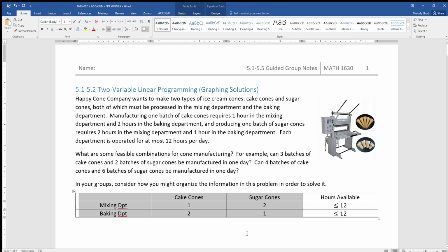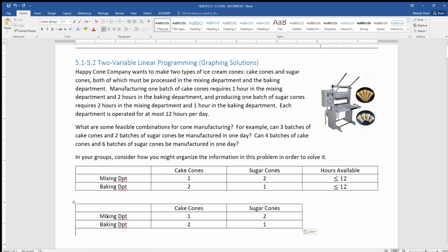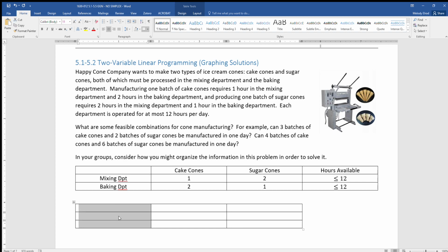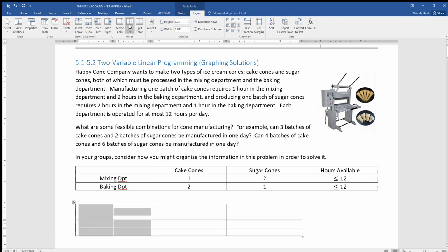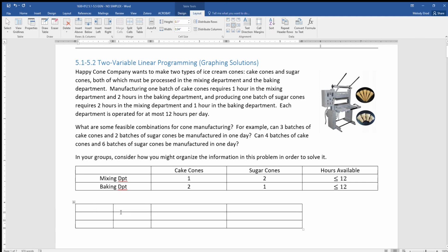different way. Let's take this and consider it differently. So I'm going to kill this stuff off. Let's just delete this. Making a table is really easy. I just hate doing it over and over again. So I'm going to split these into 2 columns and call this cake versus sugar. And we wanted to know, could we do 3 batches of cake and 2 batches of sugar? Or could we do 4 of cake, 6 of sugar, right? What's possible? We've got the mixing department, the baking department.